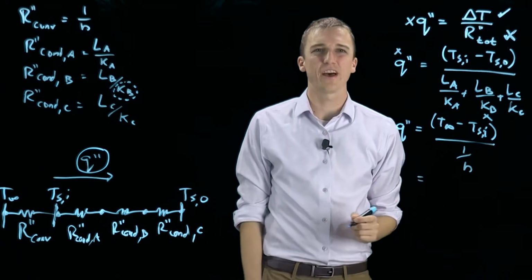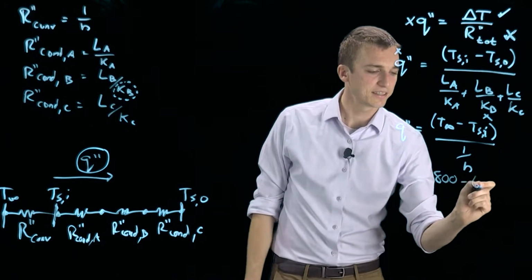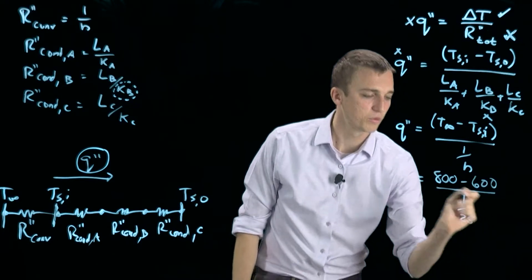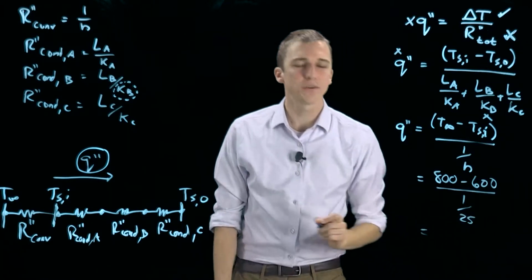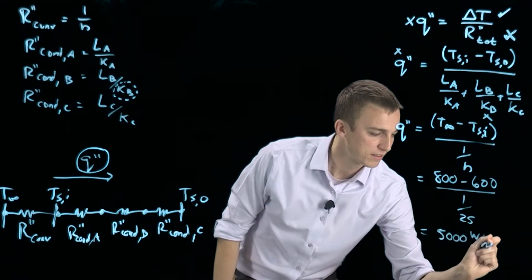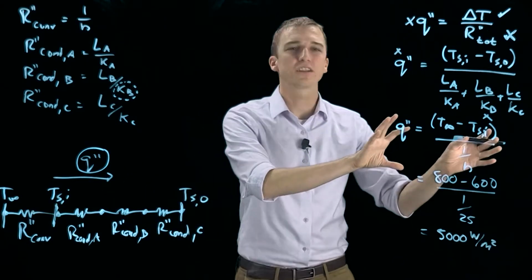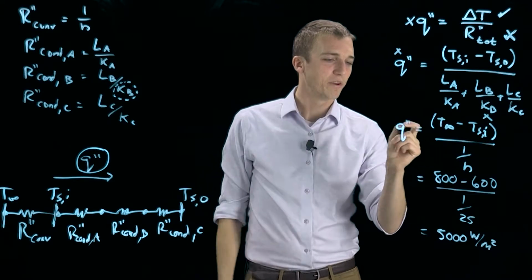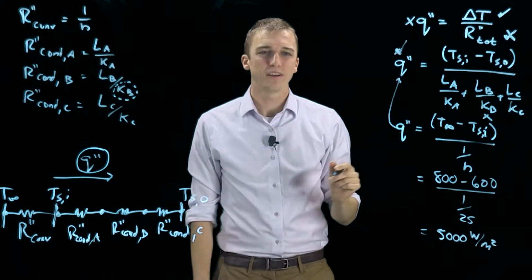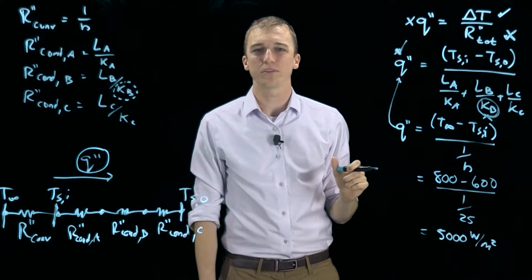Okay, so plugging in those values, T infinity is 800, TSI is 600, and 1 over H, which is 25. So when we evaluate that expression, we get a Q double prime of 5,000 watts per meter squared. So now we used this little circuit to find Q double prime, and now with that we can plug our value into there. This is now known, and we can solve for our only unknown, the thing we want to know, KB.